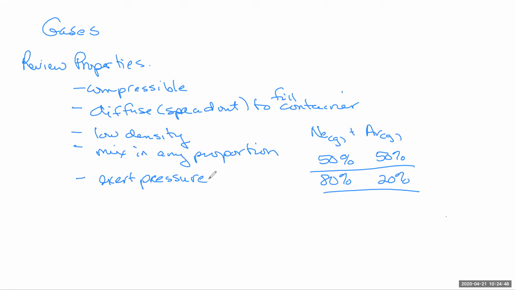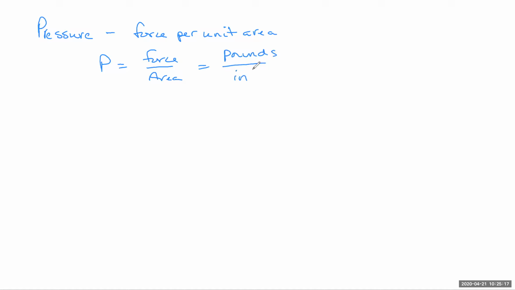So I wanted to talk a little bit about pressure, and then we'll move into kinetic molecular theory for a second. So what exactly is pressure? Pressure by definition is force per unit area. And so pressure is equal to force divided by area. You could measure the force in pounds. And if you put your area as a square inch, then you would have something called PSI, or pounds per square inch.